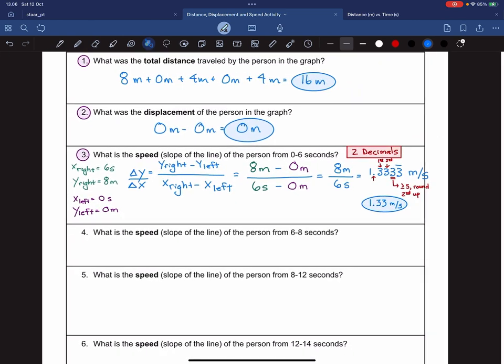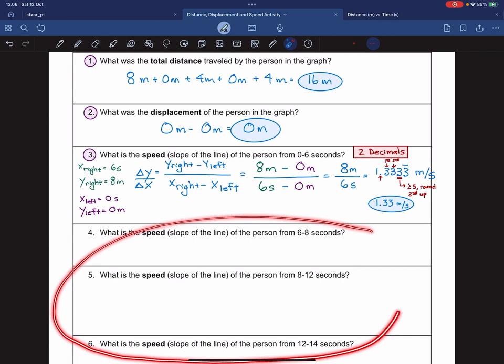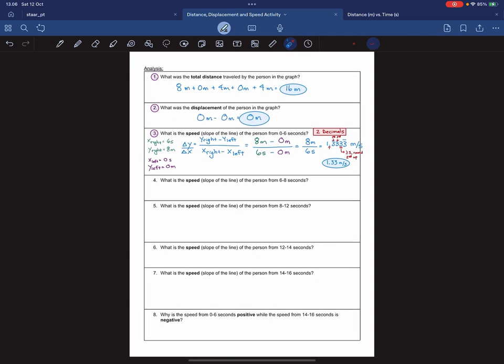Now, you'll be doing exactly the same thing. Okay? On all of those, you'll be doing exactly the same thing as I just laid out for you right there. And I think that's it.